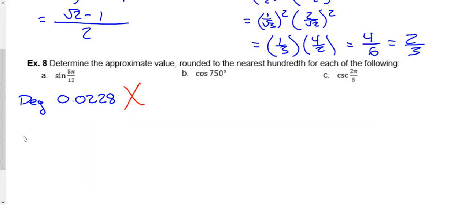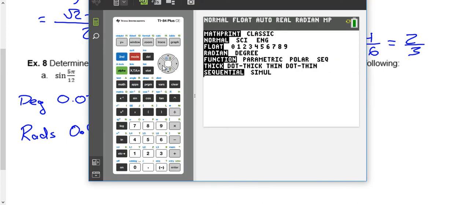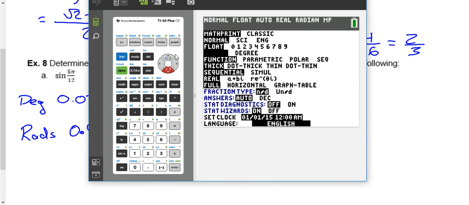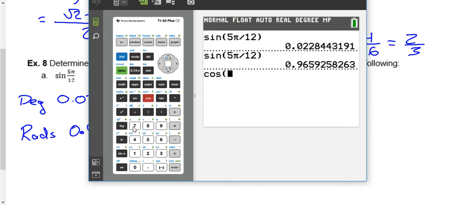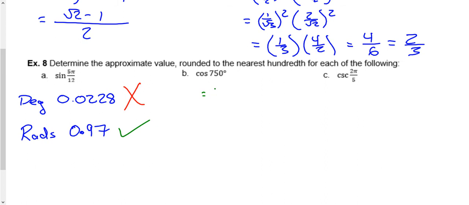So in radian, we're at 0.97, and that is the more correct answer. Here, cos 750 degrees, and again, there's a degree symbol there, so I want to switch back into degrees. There we go, hit enter on there. You want to go cos 750. And again, it doesn't tell you how many decimals to round to. I'm just going to go to 2. So this here is equal to 0.87.